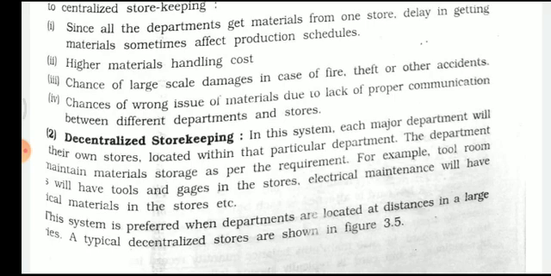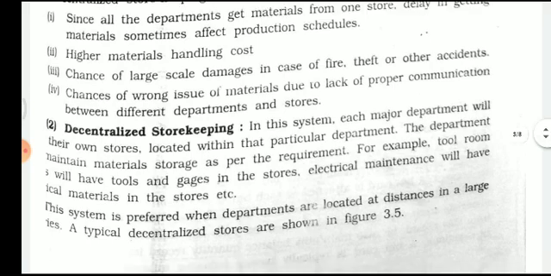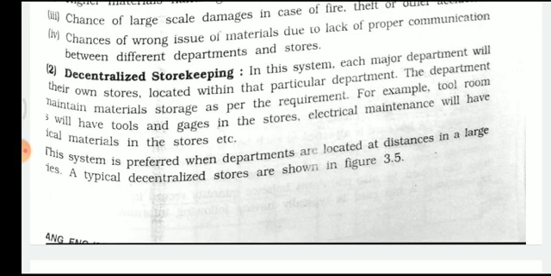Okay, then next is decentralization. In this system, each major department will have its own store. Like production, it will have its own store. Then other departments, like the process department, have their own store. Within that particular department, the department maintains material storage as per the requirement. For example, tool room will have tools and gauges in the store.